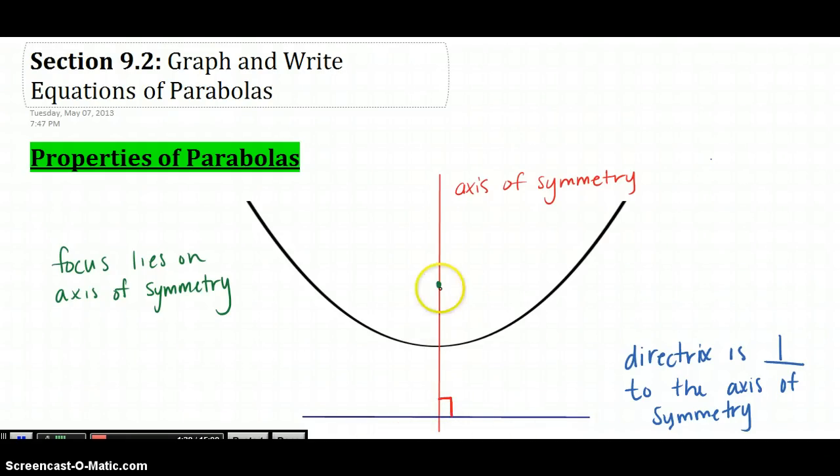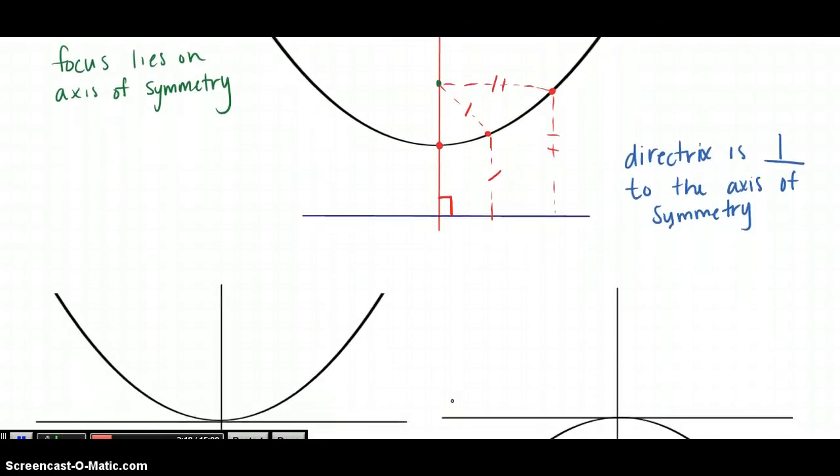Now this directrix and the focus are equidistant away from the vertex. So it's equal distance from the vertex down to the directrix and up to the focus. And actually any point you choose, if I would choose this point or this point, it is equal distance from the focus to the directrix. So this length and this length would be the same. Or if I choose this point, this length and this length would be the same. That's how the focus and directrix work together. So those are the properties of parabolas.